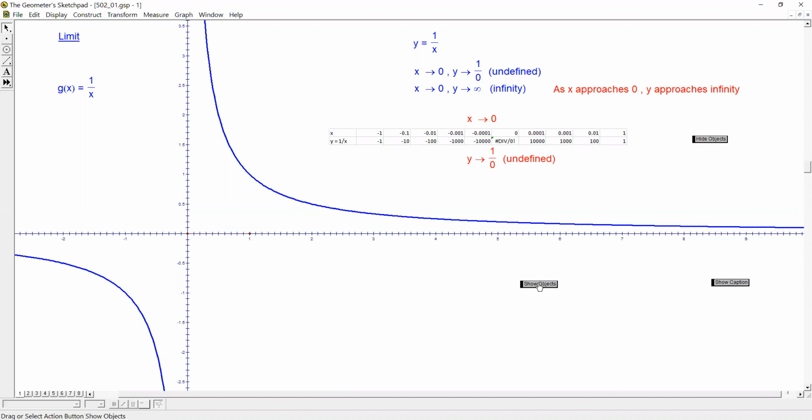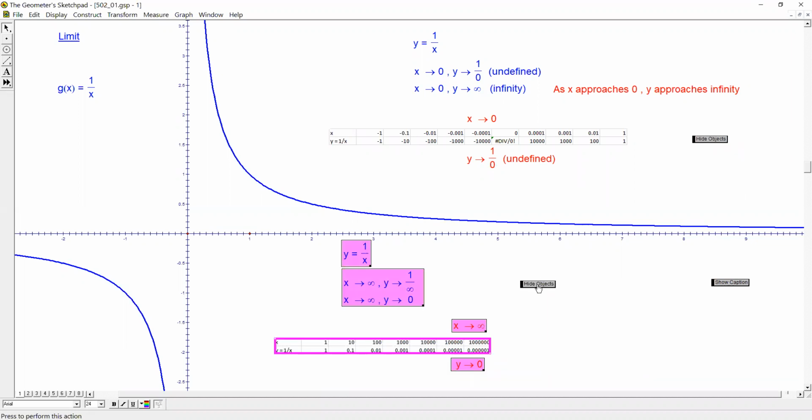Now we look at another one. This is still the same function, y equals 1 over x. As x approaches infinity, y approaches 1 over infinity. Y approaches 0. What is this? We look again.